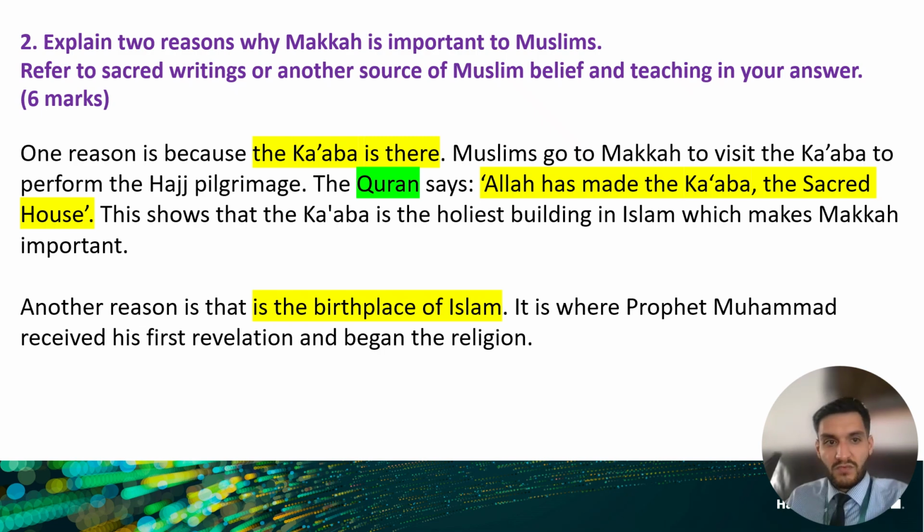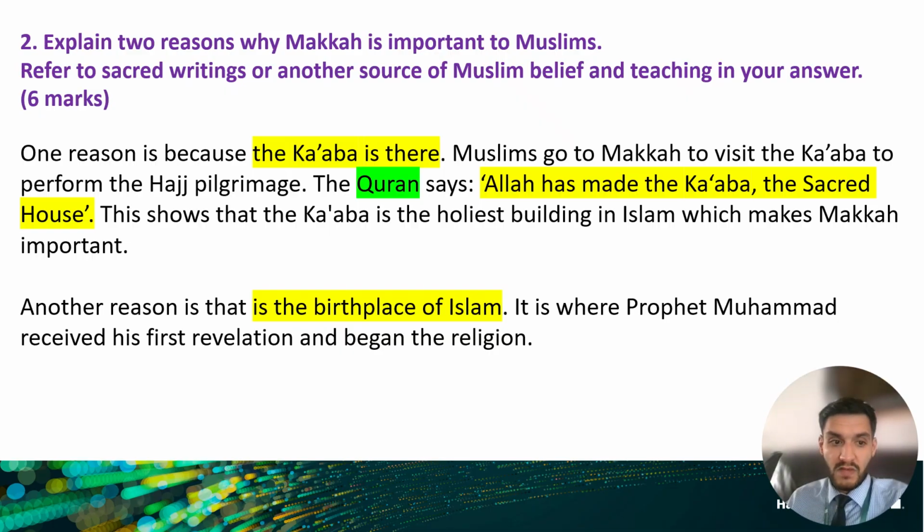And this question regards the importance of Mecca. Again, that's on the specification, so you have to be able to answer that question, not just about the Hajj specifically. One reason is because the Kaaba is there. Muslims go to Mecca to visit the Kaaba to perform the Hajj pilgrimage. The Quran says Allah has made the Kaaba the sacred house. This shows that the Kaaba is the holiest building in Islam, which makes Mecca important. 4 marks there.